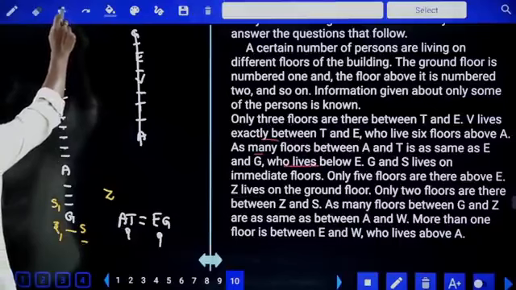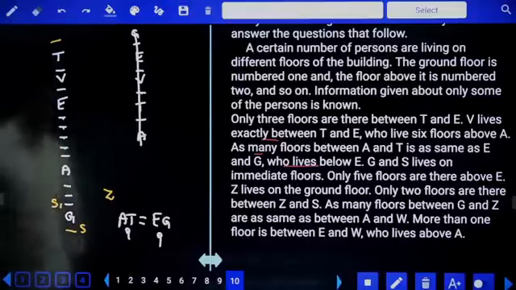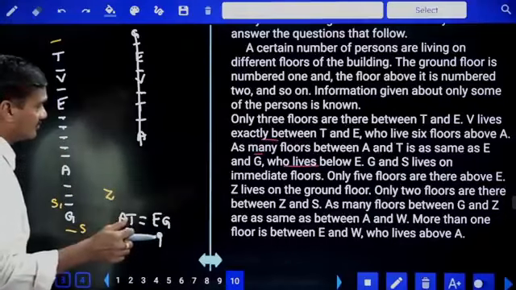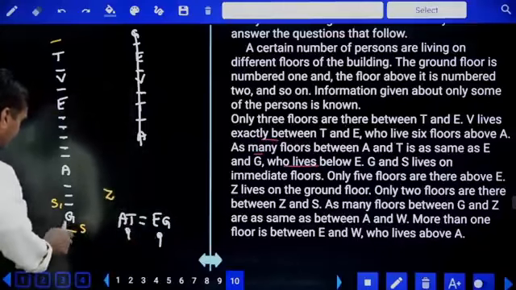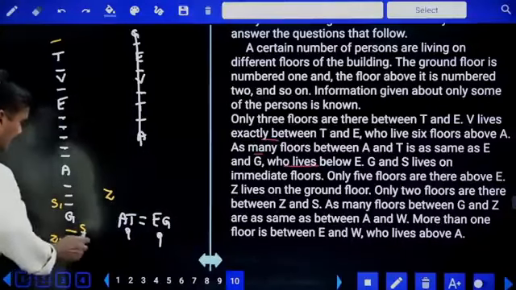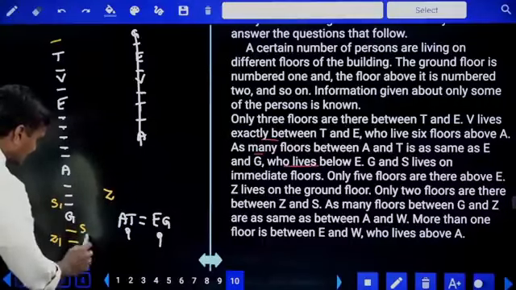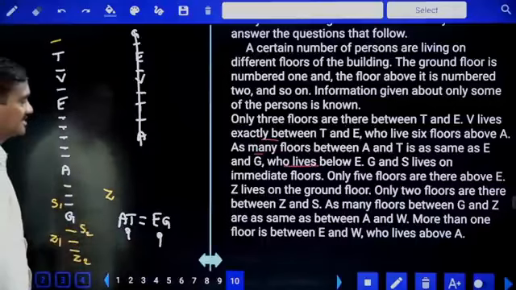Now once again, now S can be in these two places. ఇక్కడ S తీసుకుంటే S1. Now 2 floors in between. 2 floors are there between Z and S. 1 2. Hence this must be Z. Z1. ఇక్కడ S ఉంటే 1 2 and this will be Z2. S2 and Z2 because Z is at the bottom.